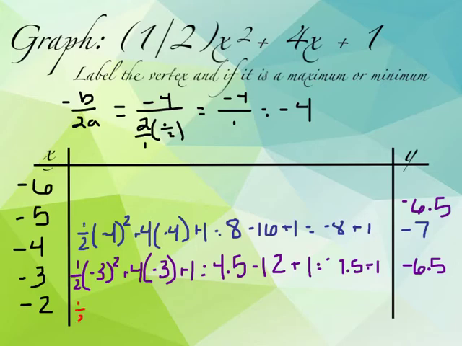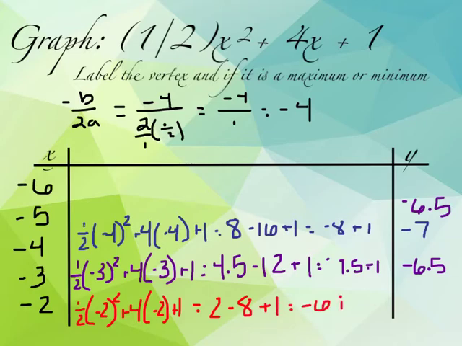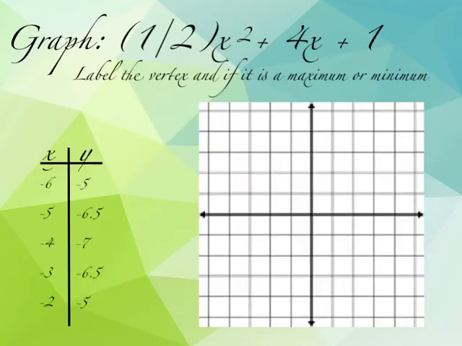Continuing on, 1/2 times negative 2 squared plus 4 times negative 2 plus 1. 1/2 times 4 is going to be 2 minus 8 plus 1, and that is negative 6 plus 1, which is negative 5. And again, if 2 to the right of our graph is negative 5, 2 to the left of our graph will also be negative 5. So let's go ahead and plot those points.